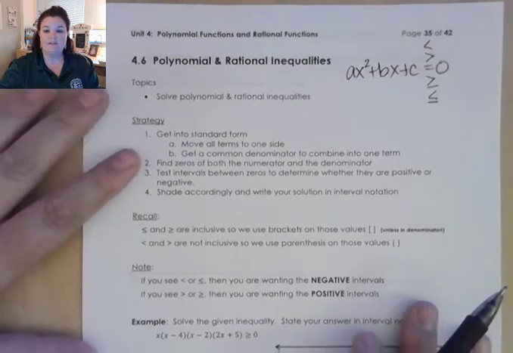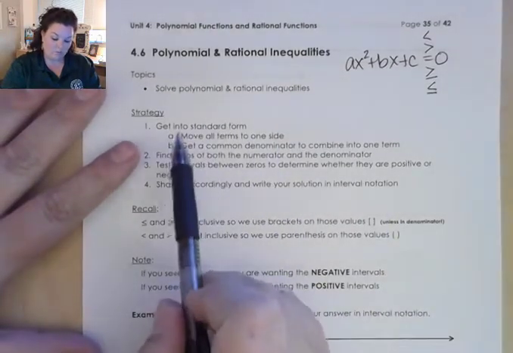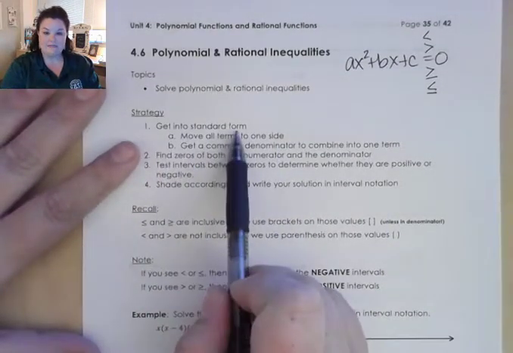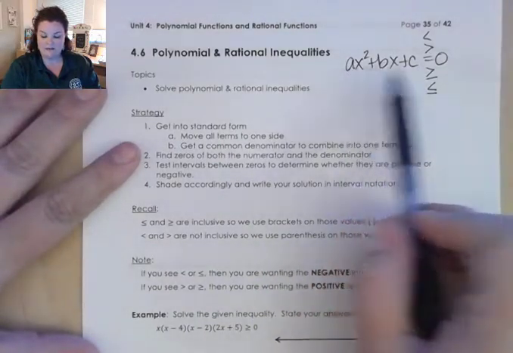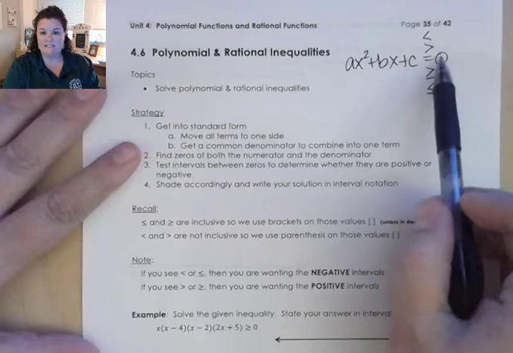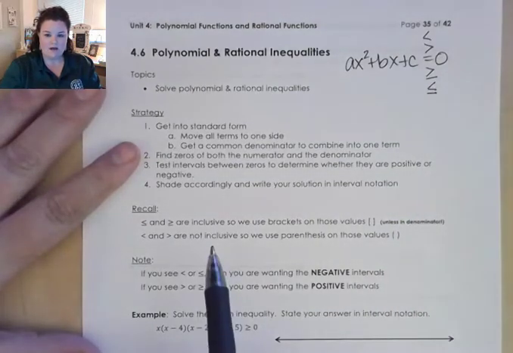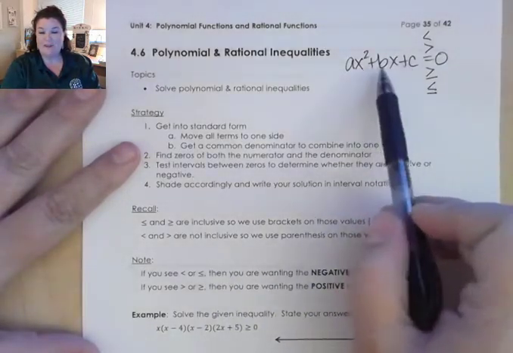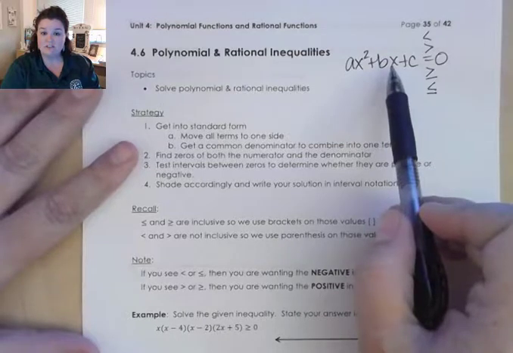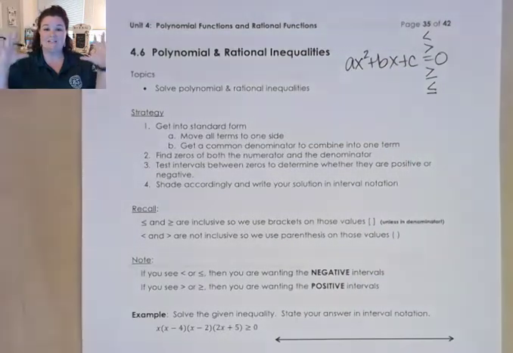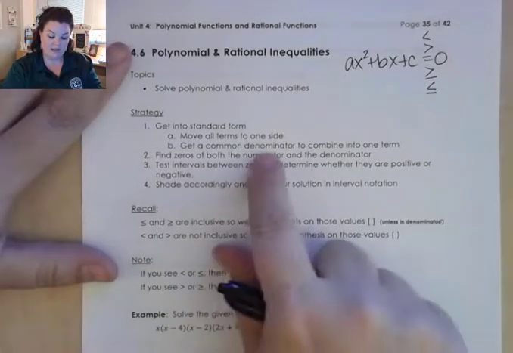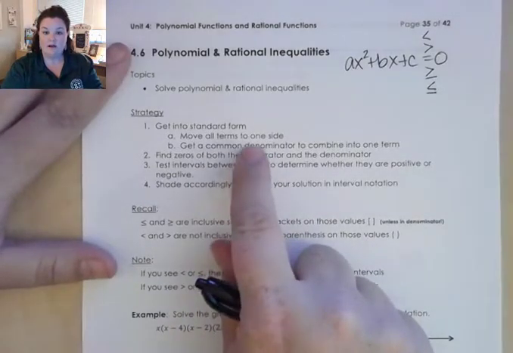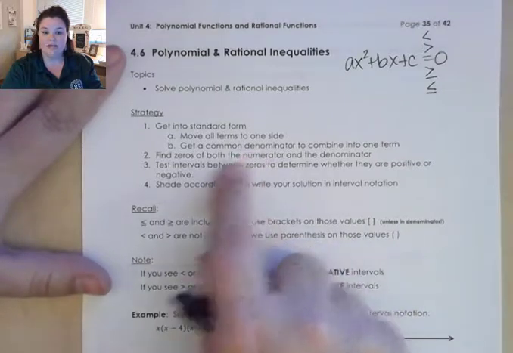So a couple of things that we need to know strategy-wise. We want to make sure that we get it into standard form, which is like this. We want everything on one side so that after our symbol, all we see is a 0, okay? If we happen to be dealing with one that's a fraction or a rational expression, we want to make sure we get it into one fraction term or one rational expression, okay? So you may have to get a common denominator at that point, and I'll show you one like that, okay?